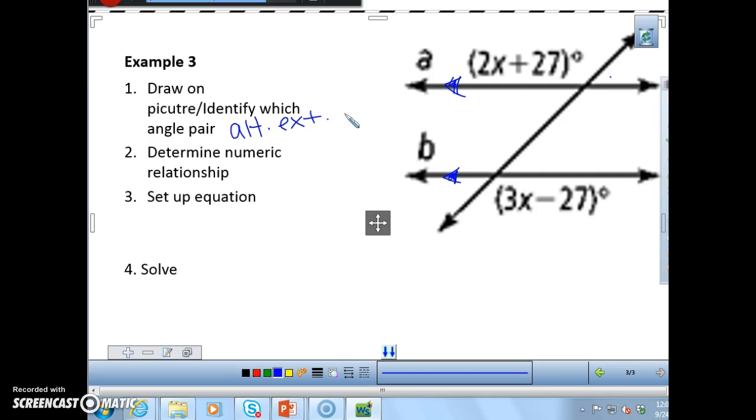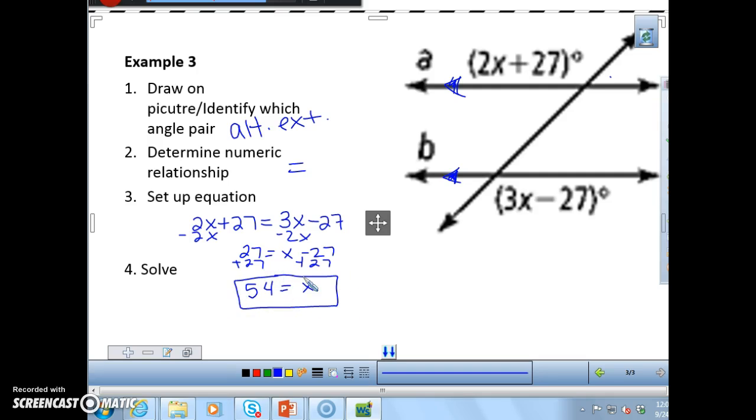And if I look on my graphic organizer, alternate exterior angles numerically are going to be equal to each other. They are congruent. Get all the x's on the same side of the equals, and all the regular numbers on the other side. So I'm going to add 27. Good. And if we had to find an actual angle measurement, we'd have to put this back in, depending upon what the question was asking.